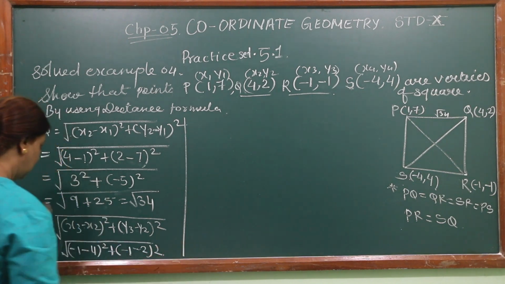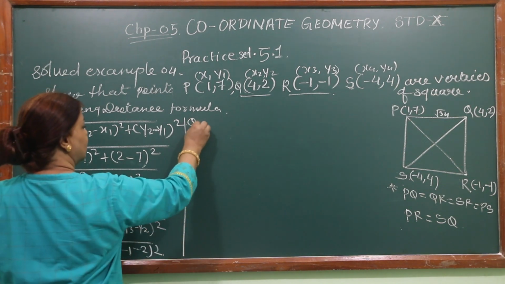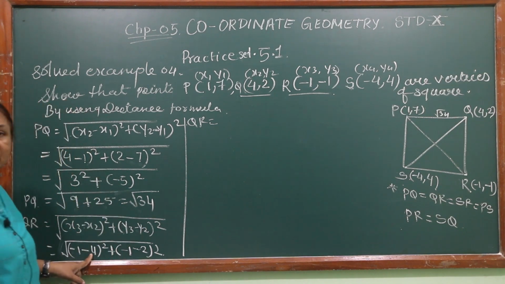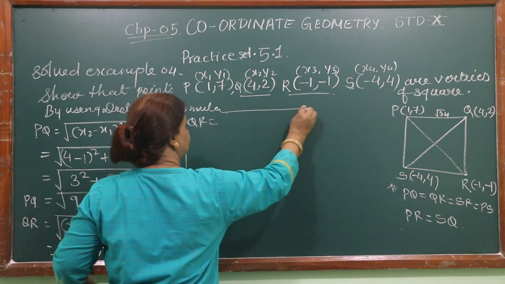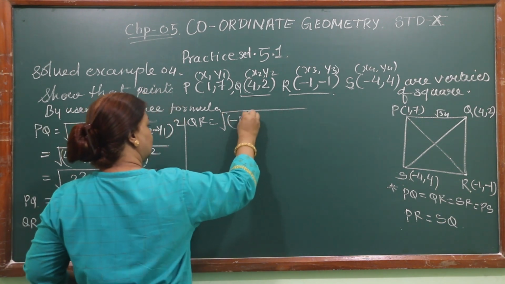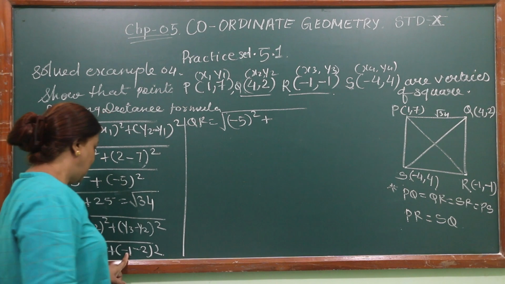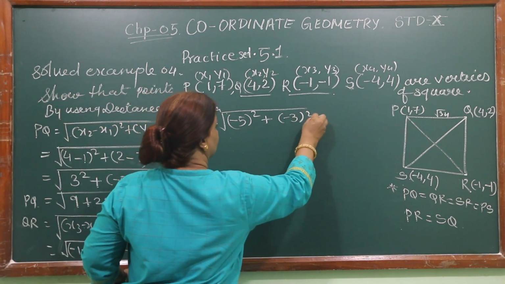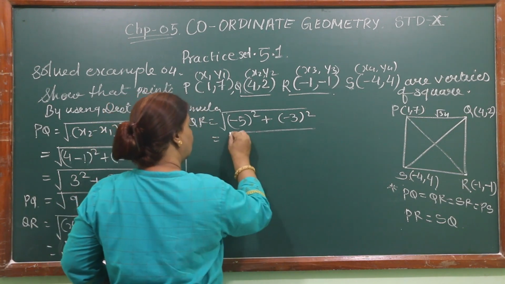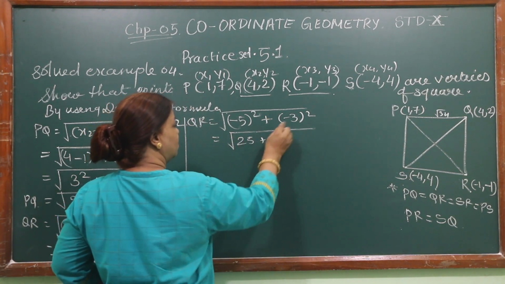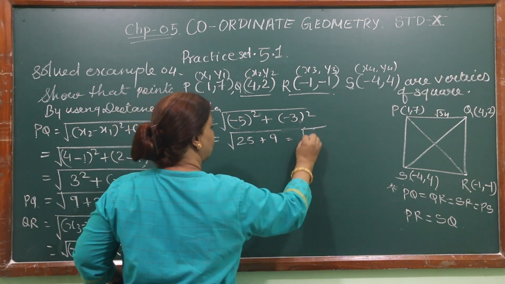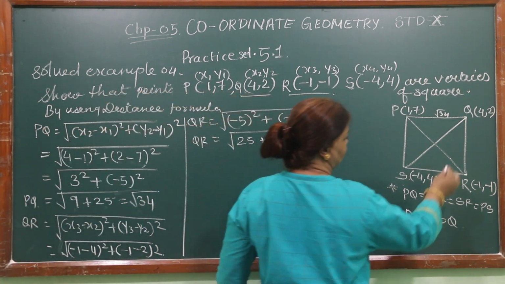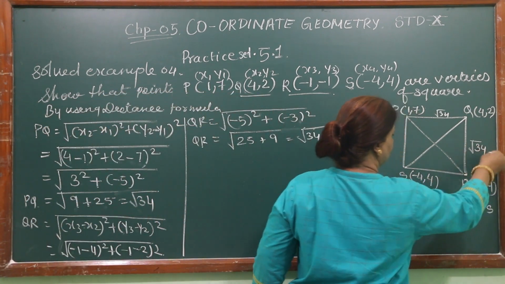Now we will go further here. So QR is equal to minus 1 minus 4, which is minus 5, the whole square, plus minus 1 minus 2, which is minus 3, the whole square, which is equal to 25 plus 9, which will be under root 34. So QR is also equal to under root 34. So we got QR as under root 34.